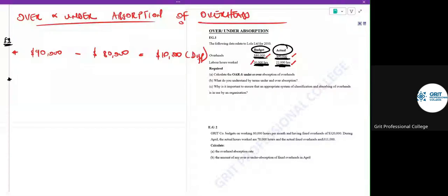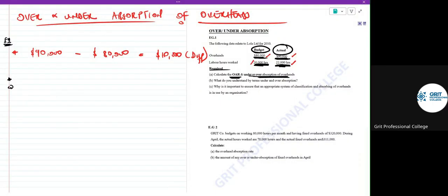When we come to the question we have here, it says we should calculate the OER, which is required to determine whether there is an over or under absorption of overhead. So let's do what the AC is, and I'll compare it with what I've done above. Okay. All right.